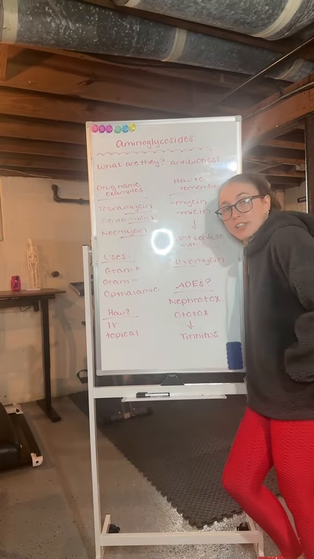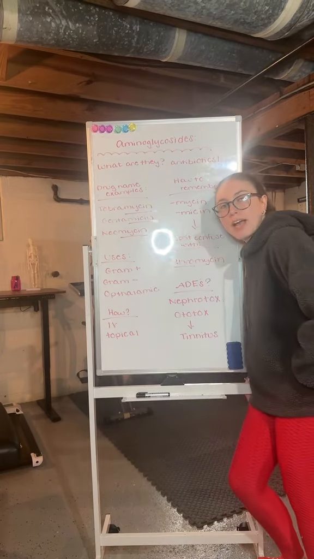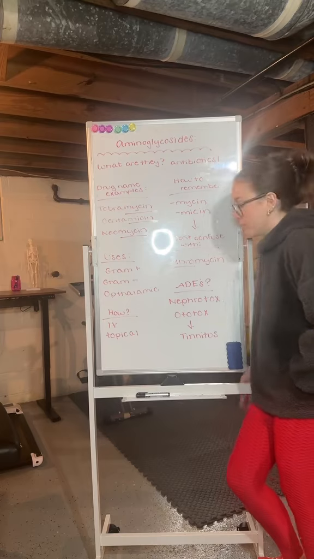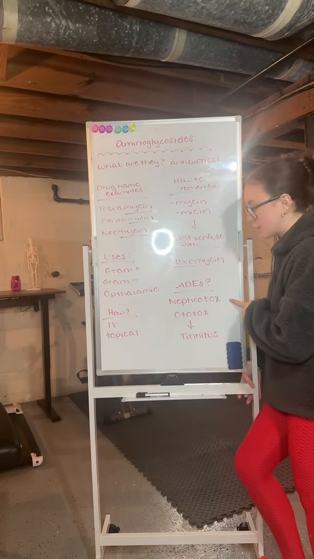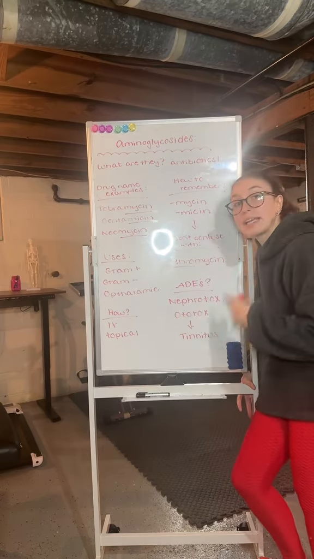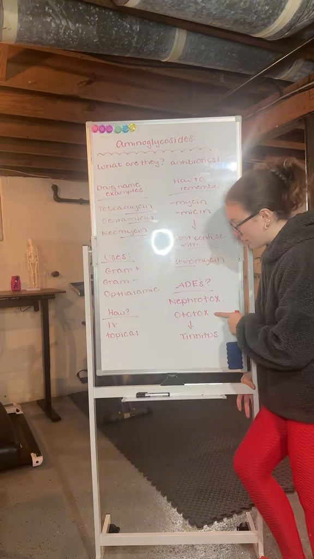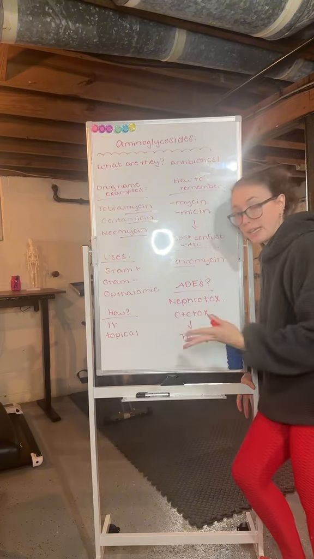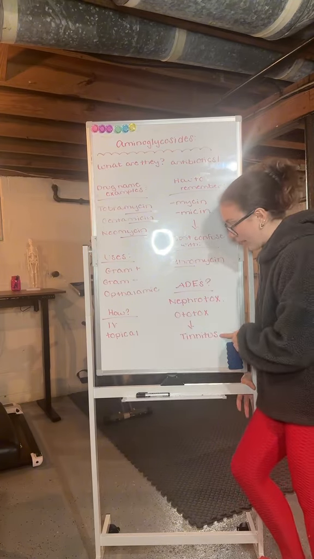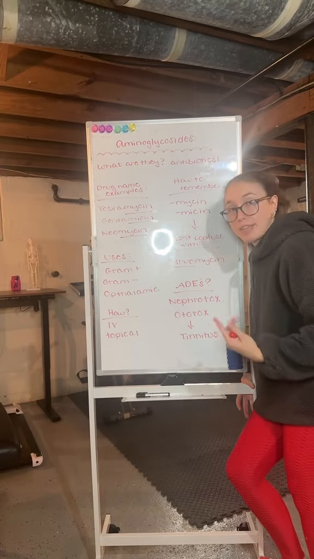As with all medications, and depending on the patient, we might have some effects that we are not looking for. Two examples are nephrotoxicity, so when we see nephro, think kidneys. And then we also might see some ototoxicity, so oto meaning ears. And with that, we might have tinnitus, which means ringing of the ears.